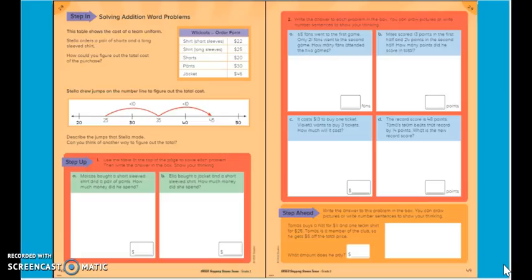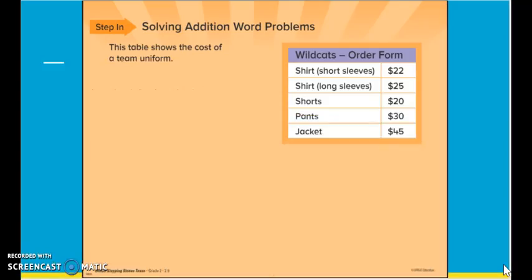Put the date at the top. Let's look at our step in. It says this table shows the cost of a team uniform. Wildcats order form, we have short sleeve shirts, long sleeve shirts, shorts, pants, jacket, and each of their costs.